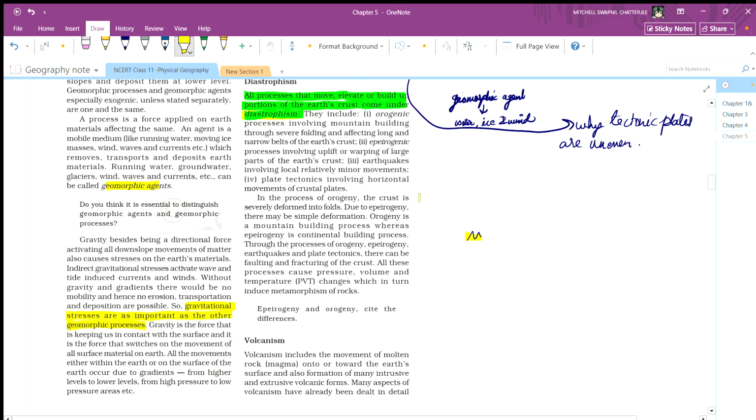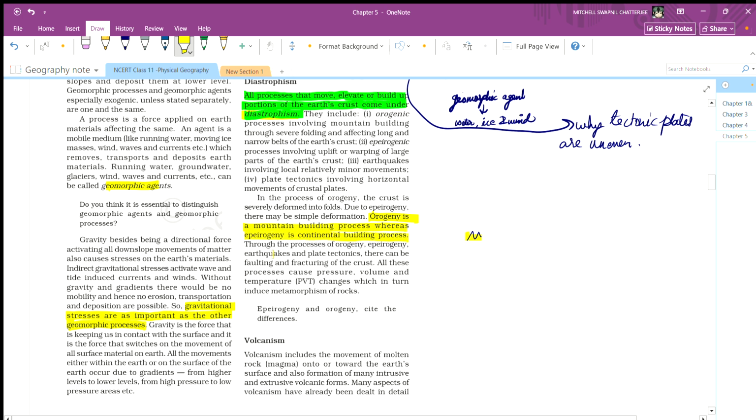In the process of orogeny, the crust is severely deformed into folds. Due to epeirogeny, there may be simple deformation. Orogeny is the mountain building process, whereas epeirogeny is the continental building process. So there is a difference.